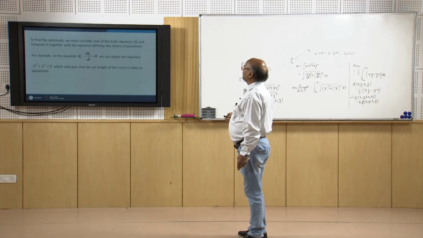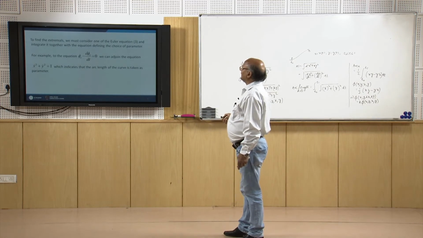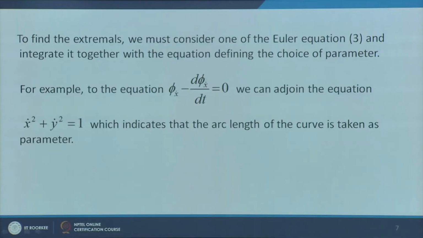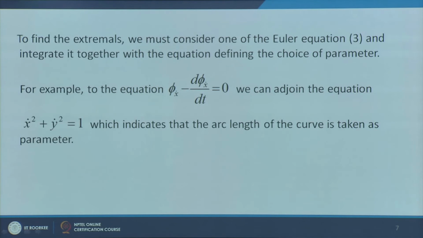So to find the extremal, we must consider one of the Euler's equations and integrate it together with the equation defining the choice of the parameter. Now for example, we have the equation phi x minus d over dt phi x dot equal to 0. So for example, we will solve one of the two Euler's equations, say phi x minus d/dt of phi x dot equal to 0, together with the equation x dot square plus y dot square equal to 1, which indicates that the arc length of the curve is taken as a parameter.